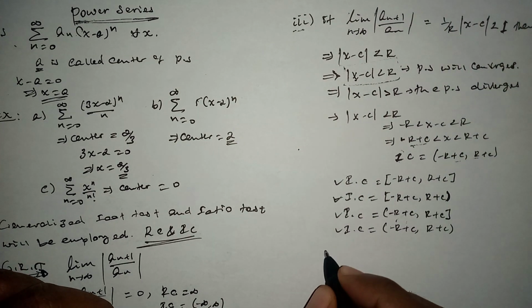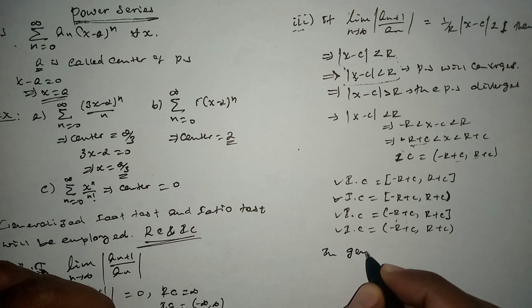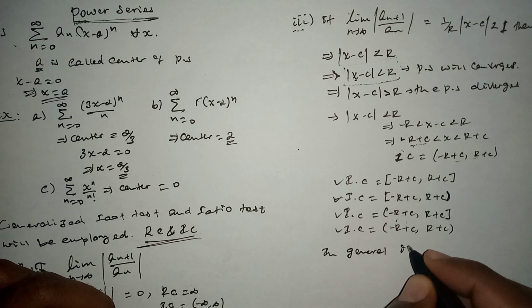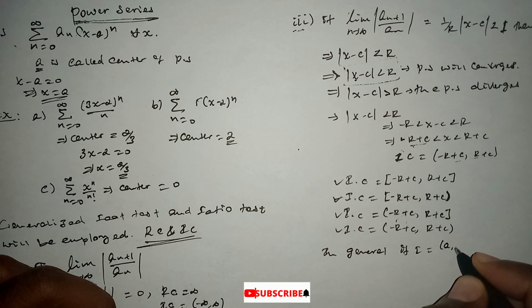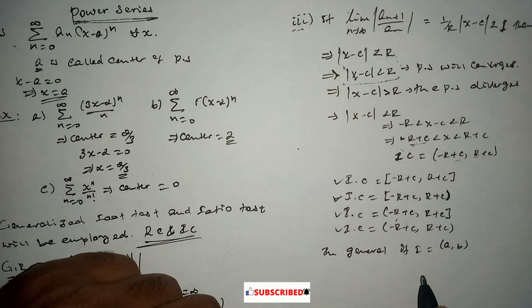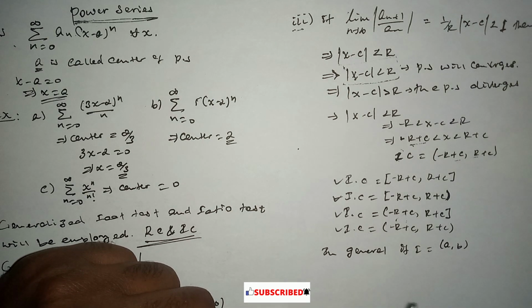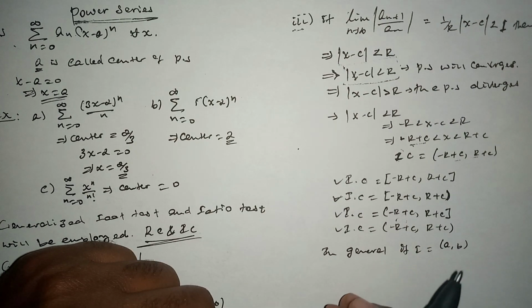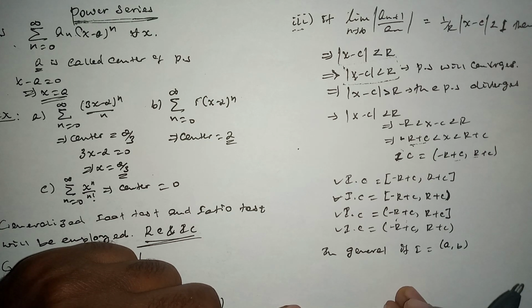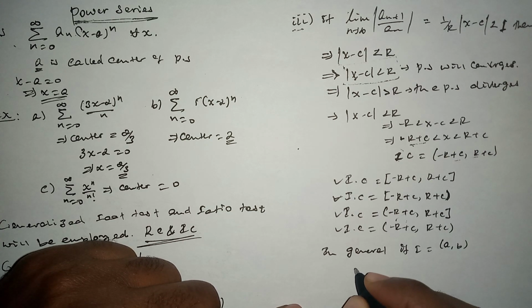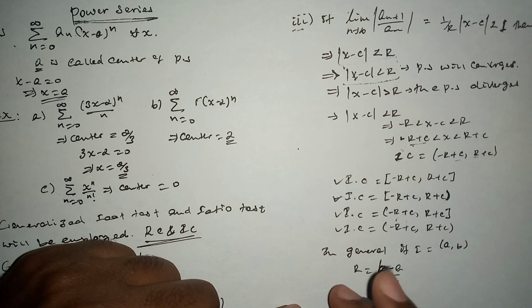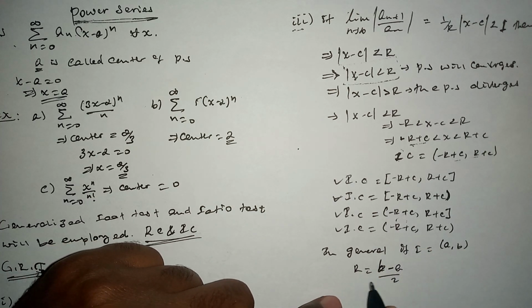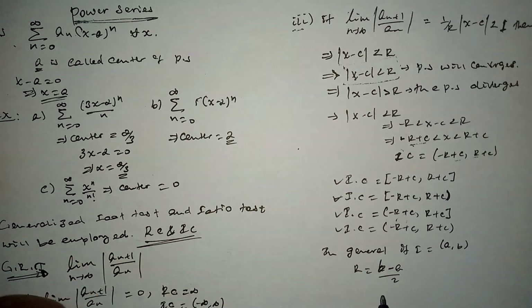Here, in general, if the interval of convergence becomes a comma b, then with possible inclusions of the endpoints, the radius of convergence becomes b minus a over 2. b minus a over 2 will be the radius of the given power series.